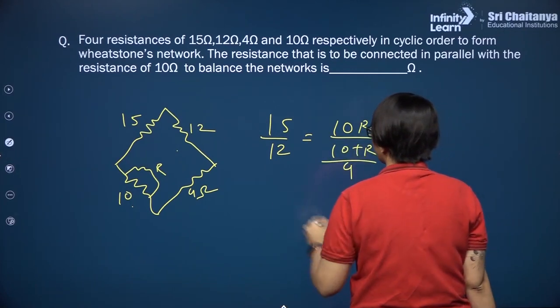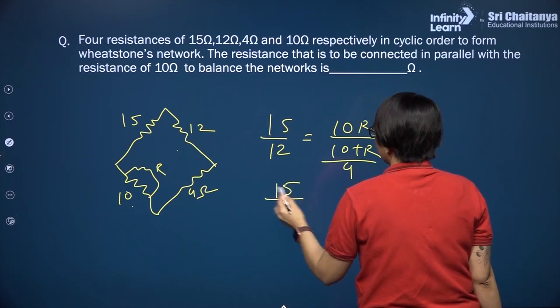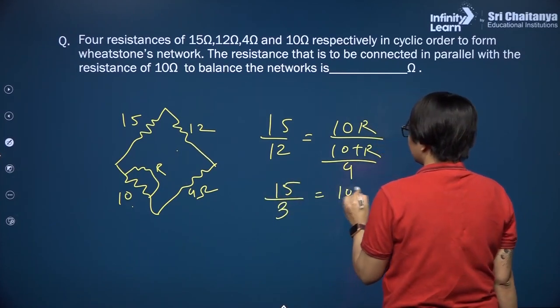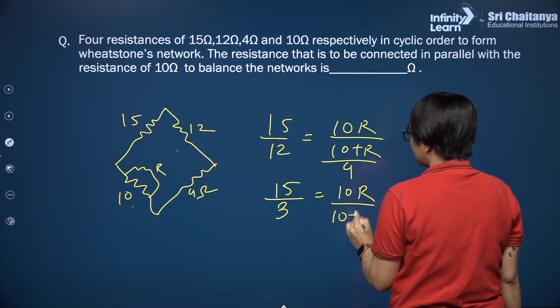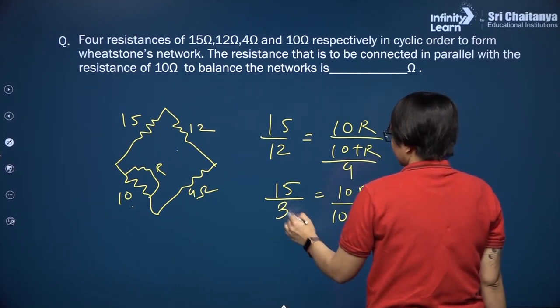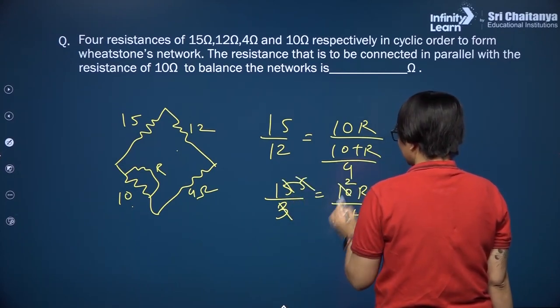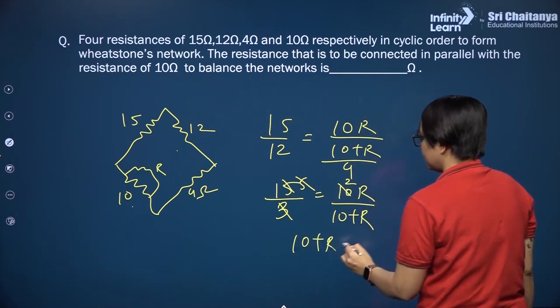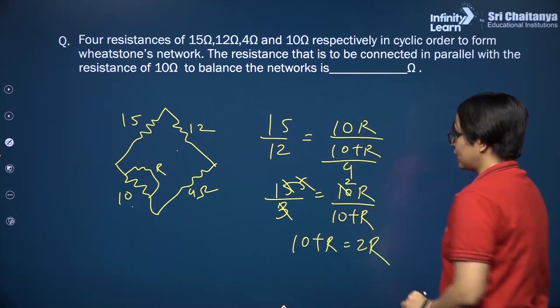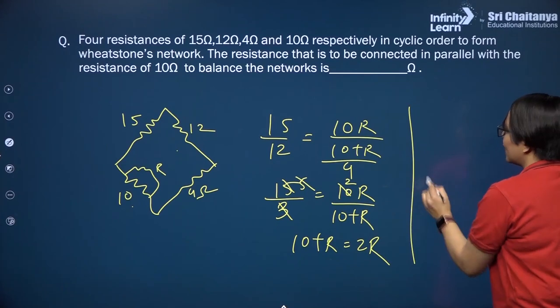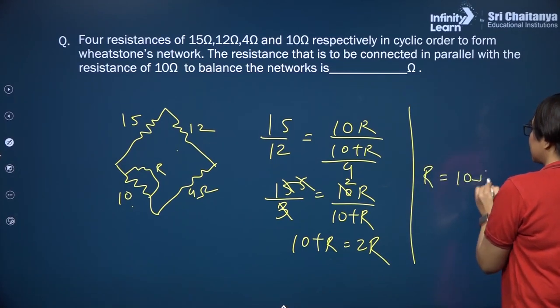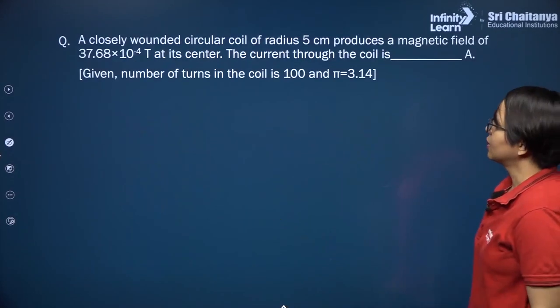So, this will give you what? 15 upon 3 is equal to 10 R divided by 10 plus R. So, over here it is 5, it is 2. So, 10 plus R is equal to 2 R. So, R is 10 ohms. Required resistance to make it balance is 10 ohms. Okay.